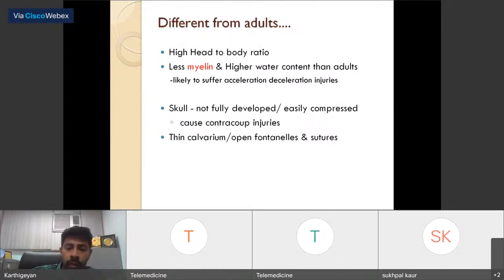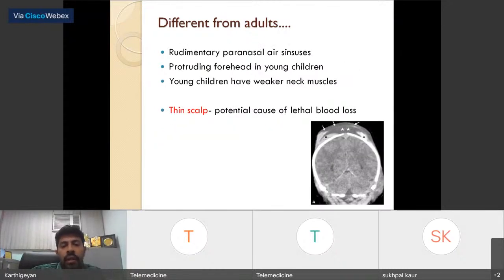I'll come to this later when we talk about the imaging aspects. And in young children, the air sinuses are not well developed. When the sinuses are fully developed, a significant impact to the head is taken by these sinuses. Because these are not well developed, the head takes a major impact, and this makes them more susceptible to brain injuries.